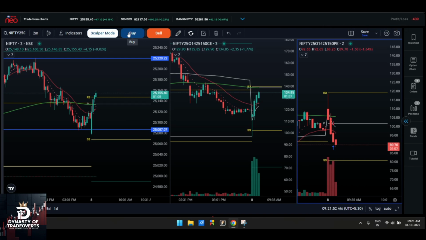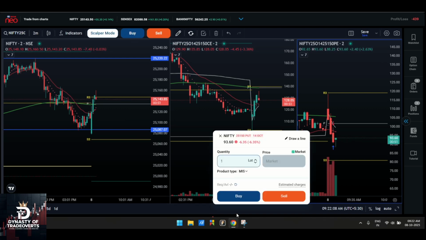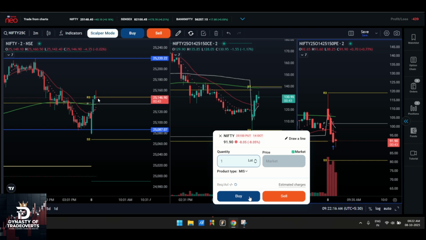Okay, let's see when I am taking the next trade. I see there is a good rejection in the PE candle, so I am thinking that I will buy. The Nifty prices are coming below R3. So I'm thinking that this is a rejection. It was a fake breakout and a rejection. So I'm planning to take another put side trade.